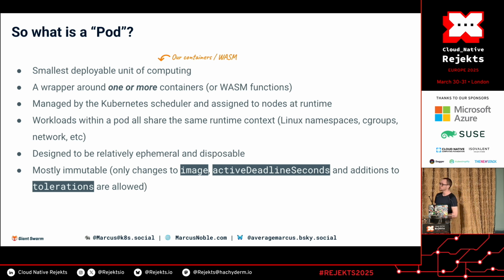Workloads within a single pod all share the same runtime context. So these are things like your Linux namespaces, the same localhost, things like that. They are designed to be relatively ephemeral most of the time and disposable. So you will see them get deleted and new ones created. And for the most part, most of the pod spec is immutable. There are a few exceptions, so the image and the active deadlines can be changed at runtime, but for everything else you will get an error from the Kubernetes API server.